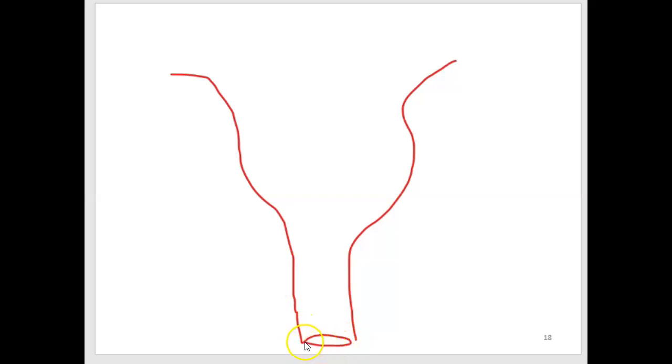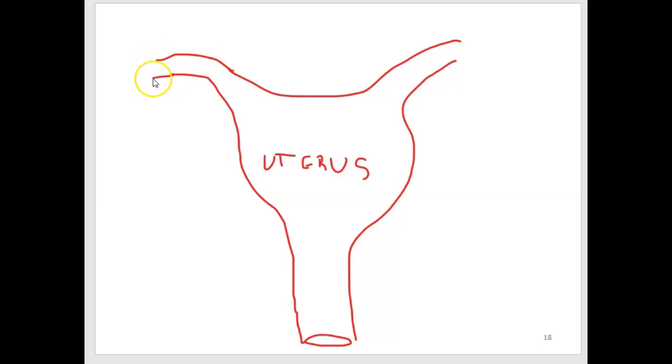So here's the vagina. This is the uterus. I know I'm not the best artist, and with a mouse it's not that easy either. And here are the horns of the uterus. Okay. Now the ovaries live out here, and the egg comes this way. So ovaries are out here.